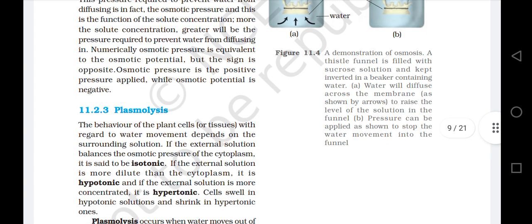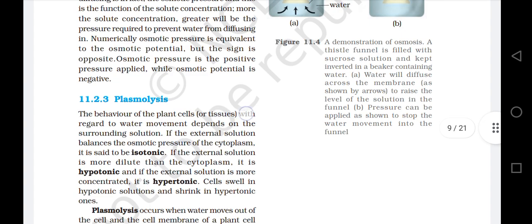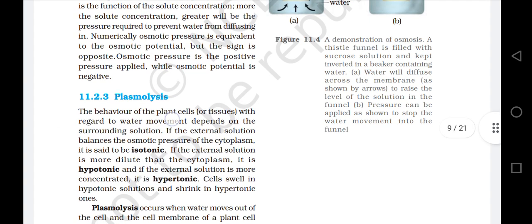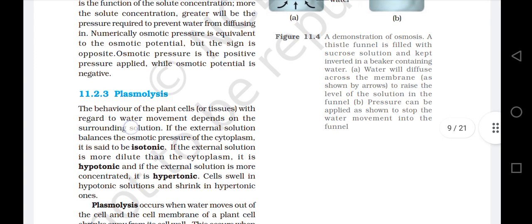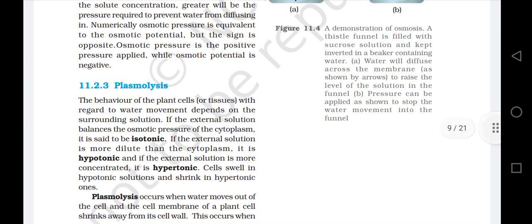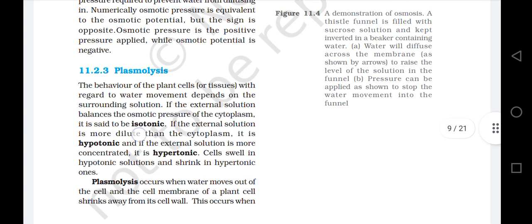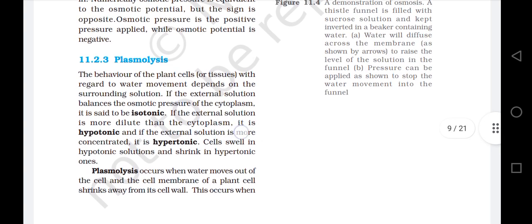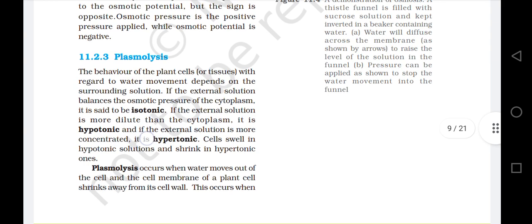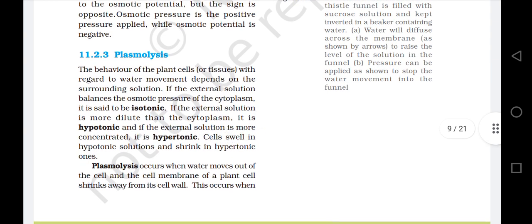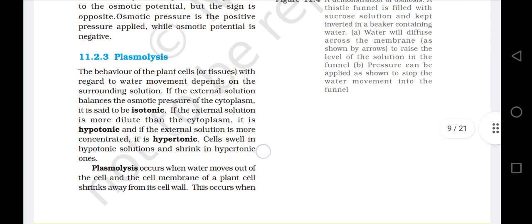11.2.3 Plasmolysis. The behavior of plant cells or tissues with regard to water movement depends on the surrounding solution. If the external solution balances the osmotic pressure of the cytoplasm, it is said to be isotonic. If the external solution is more dilute than the cytoplasm, it is hypotonic, and if the external solution is more concentrated, it is hypertonic. Cells swell in hypotonic solution and shrink in hypertonic ones.